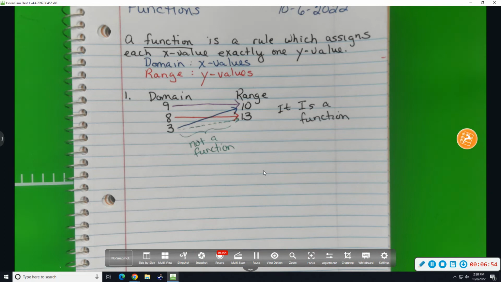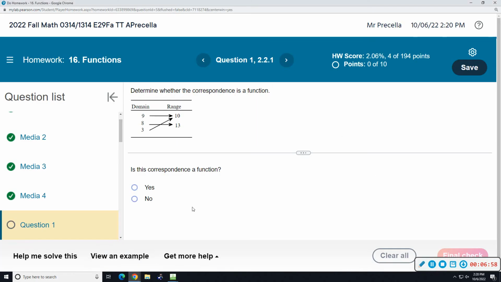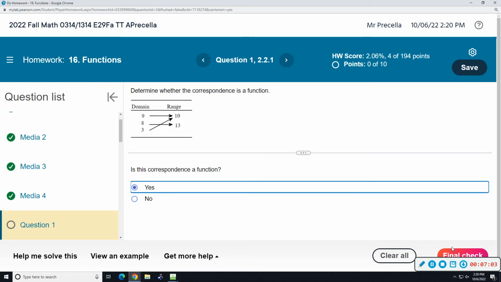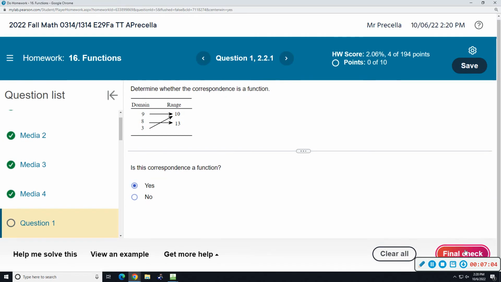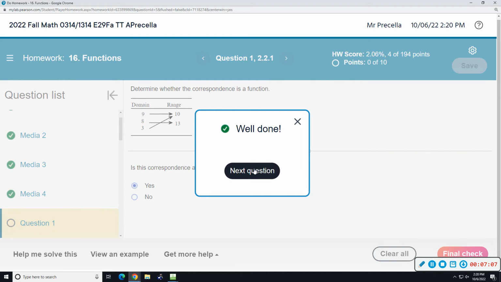So let me click on it, is it a function? Oh, yeah, okay. I'll check it and move on.